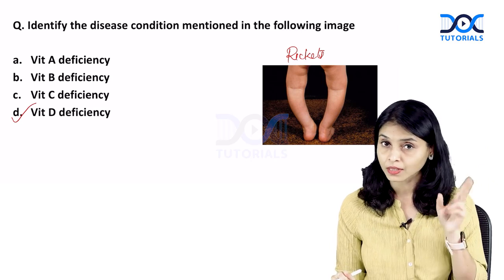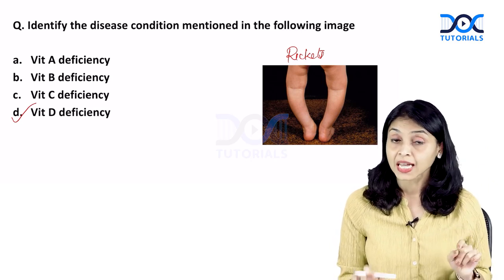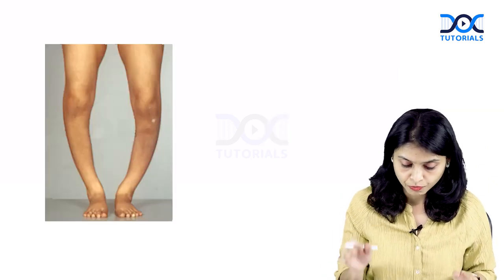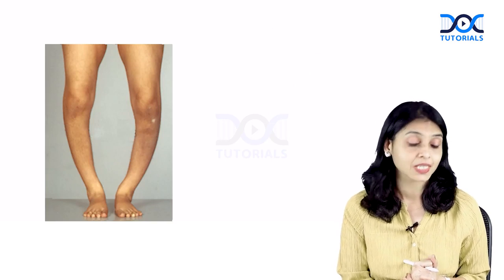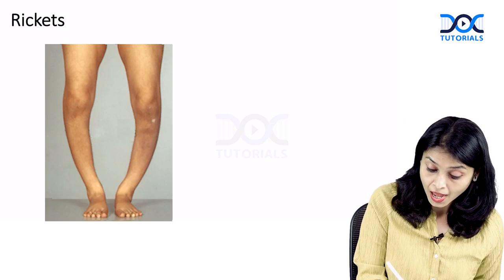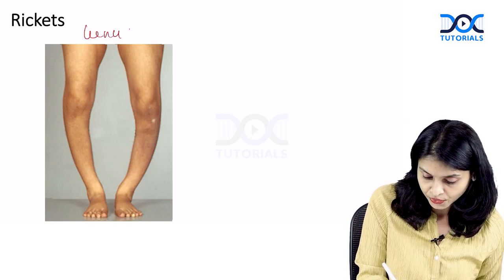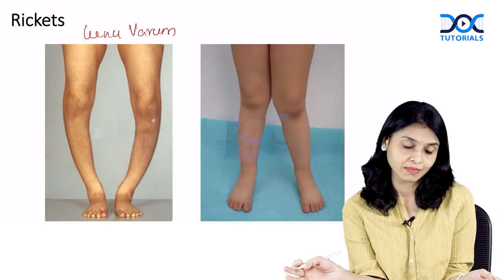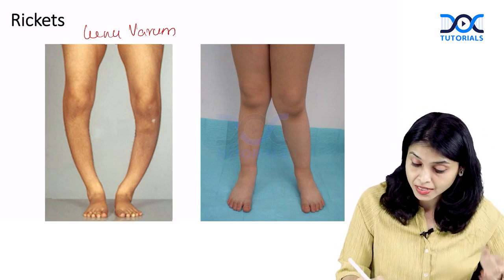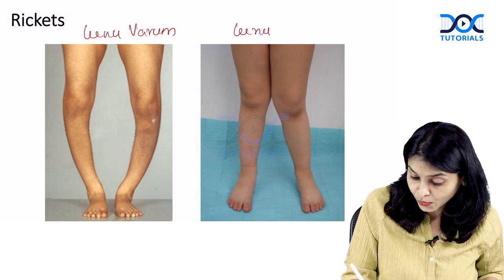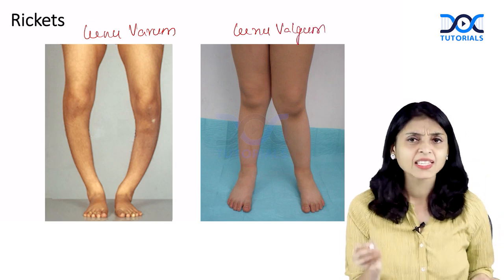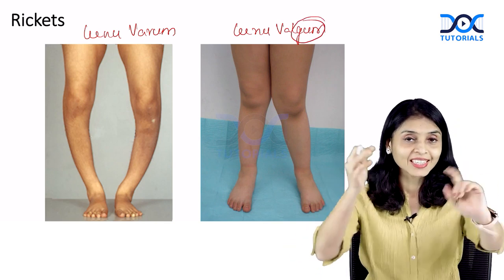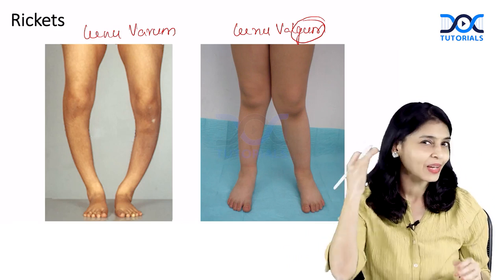Now, let's see a few other image-based questions from rickets. Rickets could be either genu varum or genu valgum, right? So, what is this? Is it varum or valgum? This is genu varum, the bow leg, whereas valgum is knock knee. Easy to remember, just remember the word gum. Gum is for sticking things, so the knees will stick together. That way you can remember.